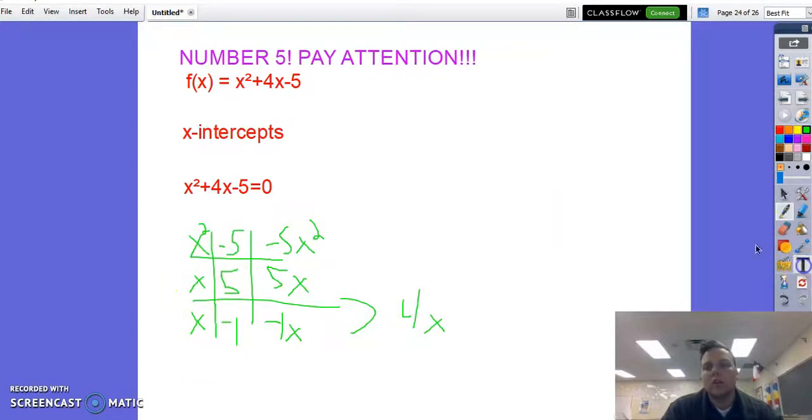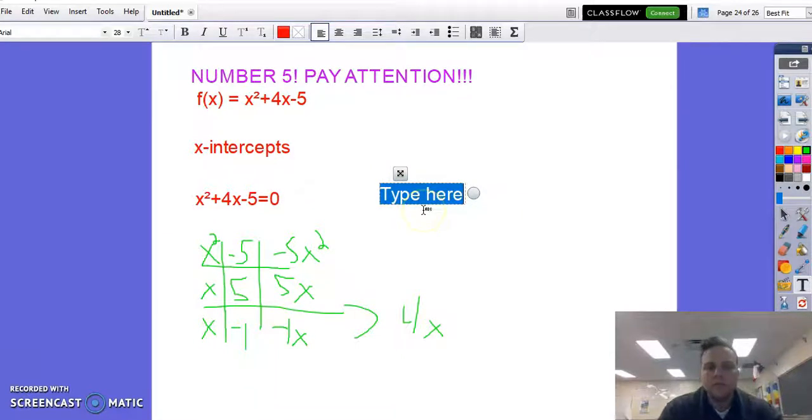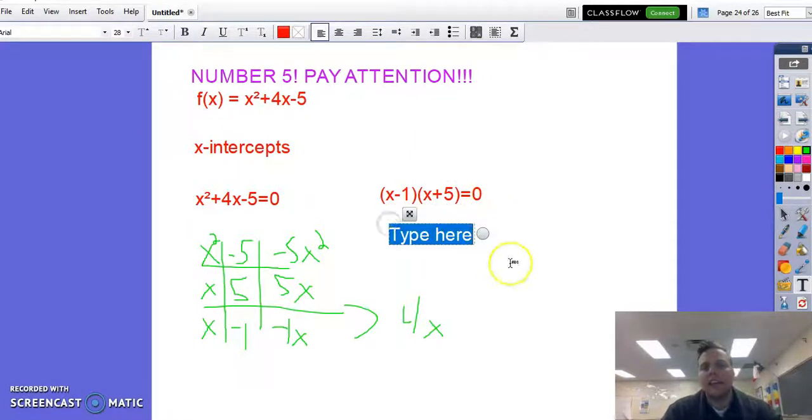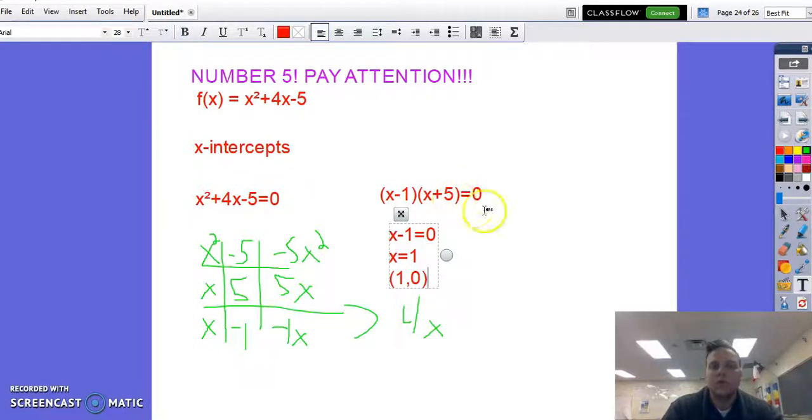So our two parentheses are x minus 1 and x plus 5, and we're making this equal to 0 because I'm trying to find the x-intercepts, so that's where y would be 0. That's why I'm making it equal 0. So then, to find the x value for my two x-intercepts, I set each parentheses equal to 0. I'm going to do it for the first one. X minus 1 equals 0, so then x equals 1. So the x-intercept here is the point (1, 0).